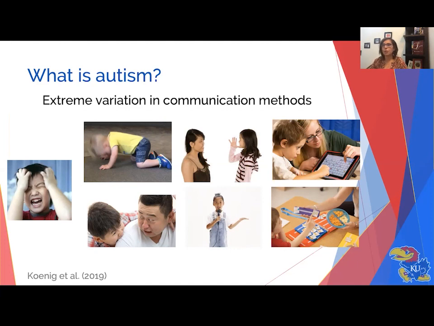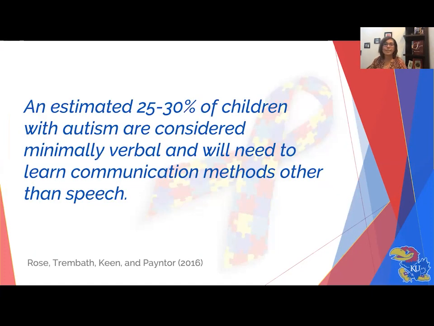Usually when we say children with autism aren't verbal, what we really mean is that they don't use a formal method of communication. Children with autism often develop methods of communicating like this, but those methods aren't always very effective, and they're not always very safe for the child or for the people around them. And in fact, an estimated 25 to 30% of children with autism will need to learn communication methods other than speech.